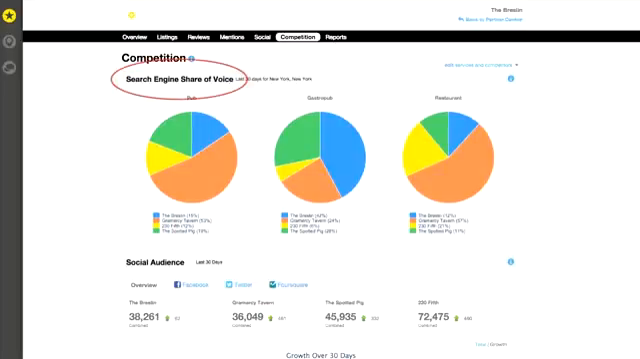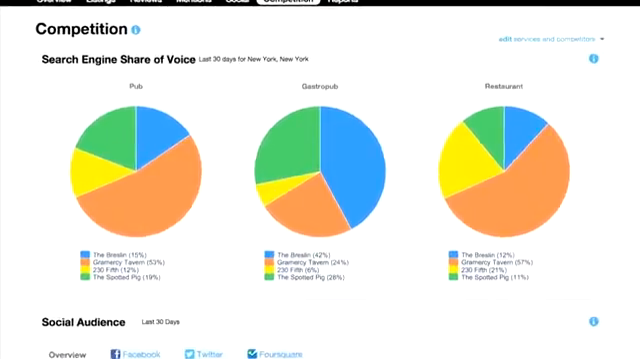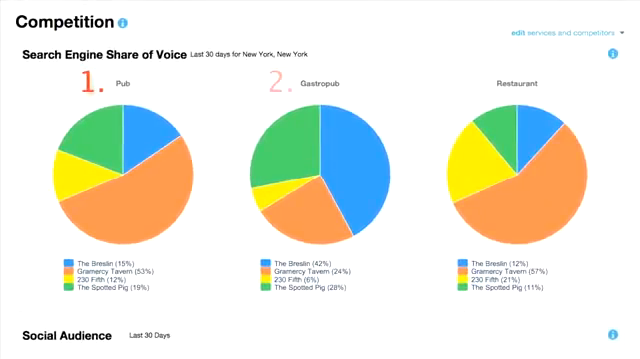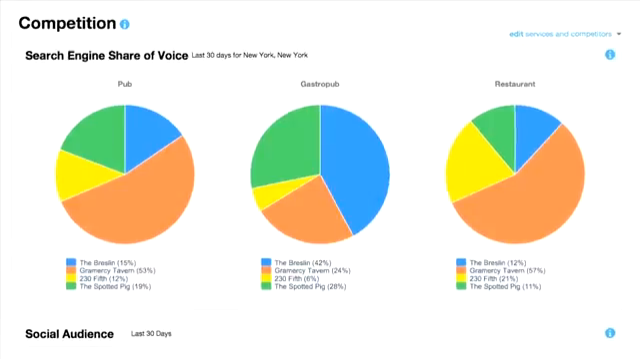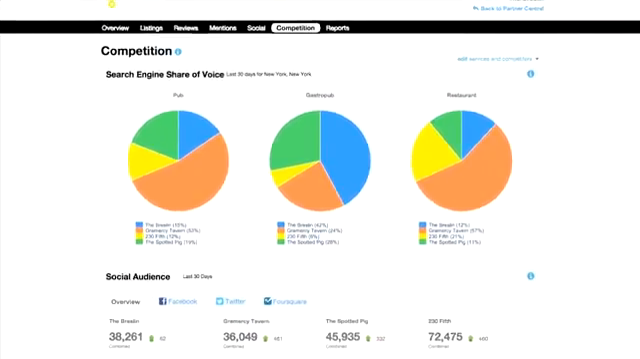With Search Engine Share of Voice, you get detailed information that highlights which businesses your audience sees on search engines based on your service categories. To find this information, we run a search for your business name with up to 3 service categories and see how many results appear for those keywords within the last 30 days. We then repeat the process for your competition and compare the results for each service category you entered.